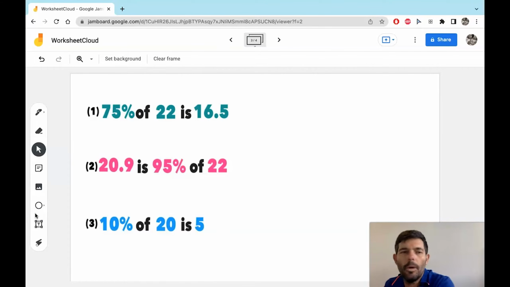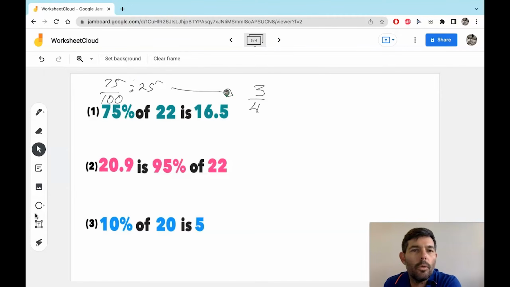Okay, so remember we're looking for a lie. Let's have a look at statement number 1, 75% of 22. There's a couple of ways you can do this. You can change that 75% to 3/4, because we know that 75% is 75 over 100. Divide both the denominator and the numerator by 25, and that will give you your 3/4. So we can say 3/4, we know that of means multiply, and we know we can write 22 as a fraction, 22 over 1. So now we've got 2 fractions multiplied together.